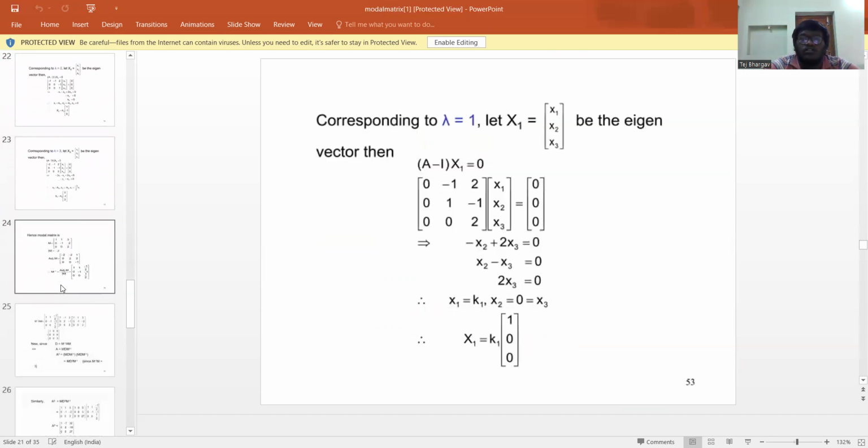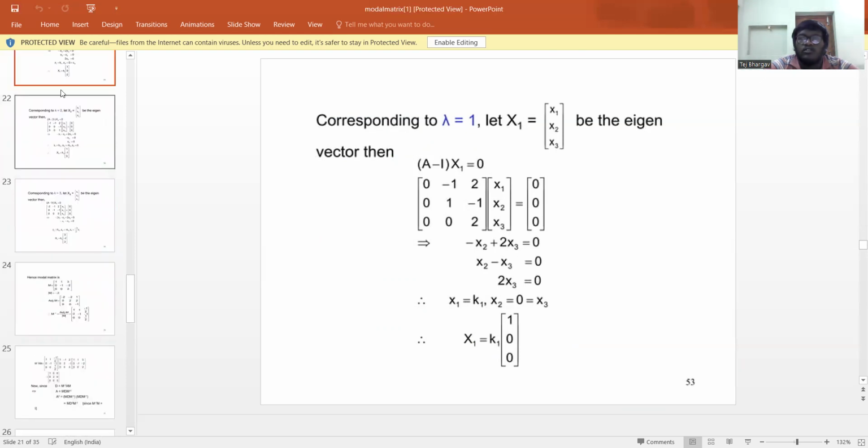Corresponding to lambda equals 1, let X1 equals [x1, x2, x3] be the eigenvector. Then (A minus I) X1 equals 0, that is [0, -1, 2; 0, 1, -1; 0, 0, 2] times [x1, x2, x3] equals [0, 0, 0]. Minus x2 plus 2x3 equals 0, x2 minus x3 equals 0, 2x3 equals 0. So x1 equals k1, x2 equals 0, x3 equals 0, where k1 is an arbitrary constant.